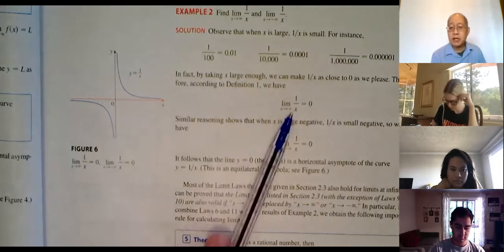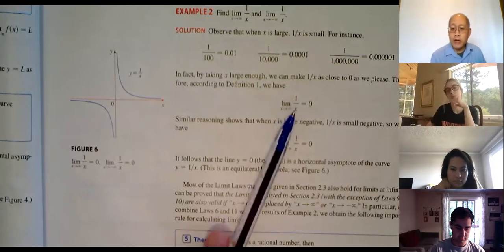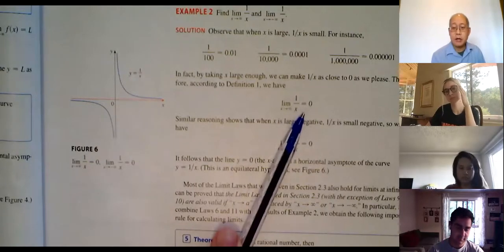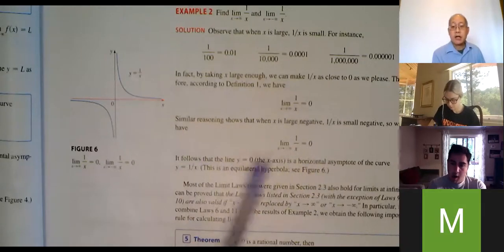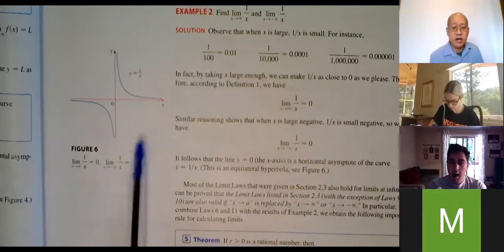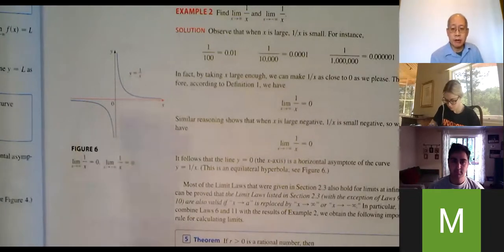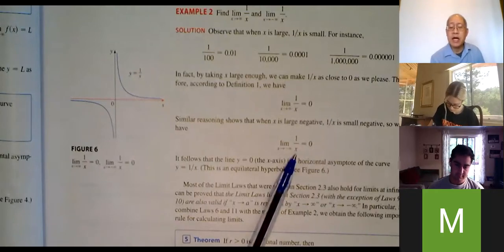If I plug in 1,000, 1,000,000, 1,000,000,000, 1,000,000,000,000, you have 1 over 1,000, 1 over 1,000,000, 1 over 1,000,000,000, 1 over 1,000,000,000,000. You don't need a calculator for that. That's almost nothing. So you should be able to figure that out without punching in values. Likewise, limit as x approaches negative infinity. If I go way out here, the limit is also 0, but it's a small negative number. So if I plug in negative 100, negative 1,000, negative 1,000,000, negative 1,000,000,000, you don't need a calculator for that.